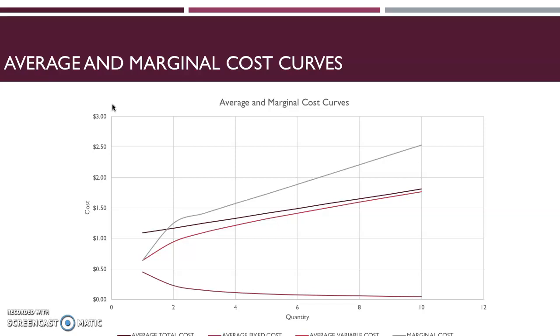This curve shows marginal and average cost curves. The bottom curve is going to be the average fixed cost. This decreases with the higher quantity. Average variable cost is the next curve, and then total average cost will be the sum of the two just above the average variable cost curve. The marginal costs are depicted as the highest grade curve on this graph.